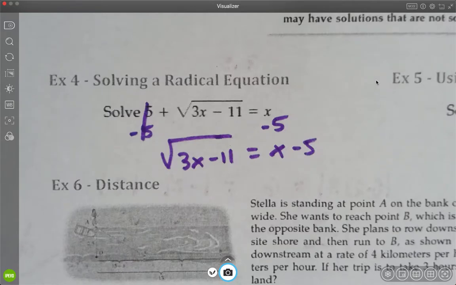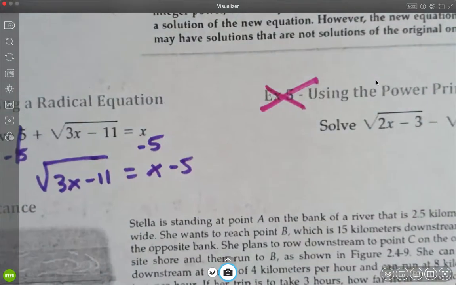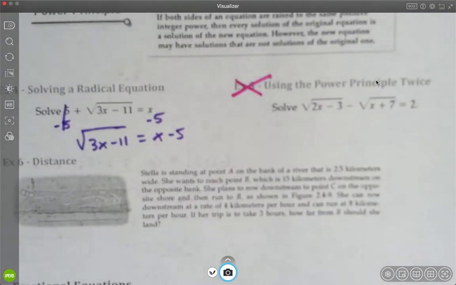We're going to skip example 5. If you want to write all the way across, that's fine.